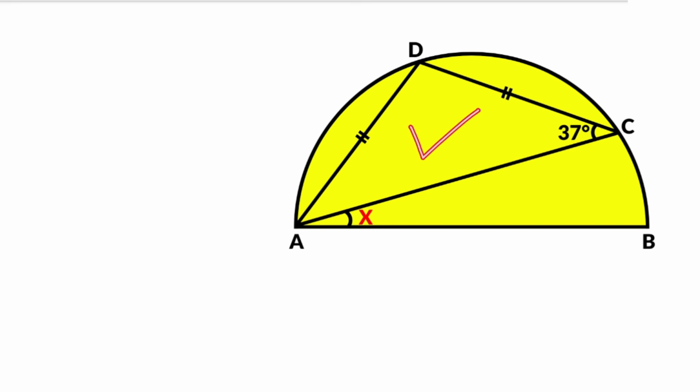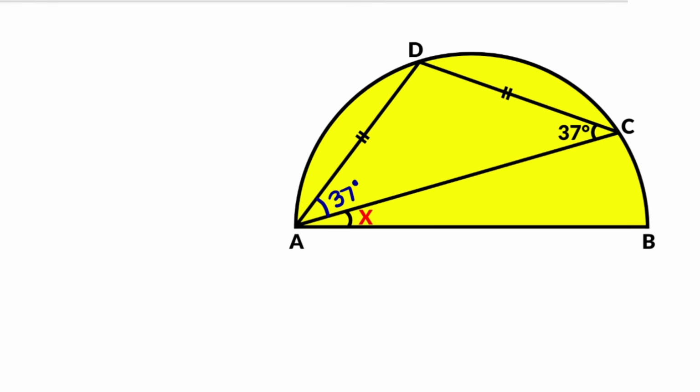Let's start with triangle ADC. Since AD and DC are equal, this is an isosceles triangle, and that immediately tells us something important. The angles opposite those equal sides must also be equal. Since angle ACD is 37 degrees, angle DAC is also 37 degrees.